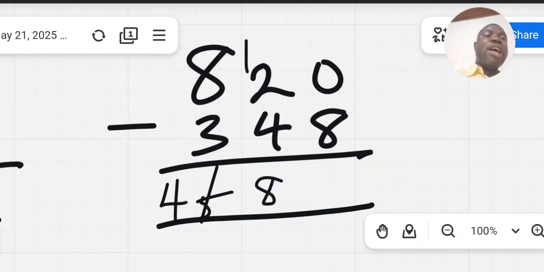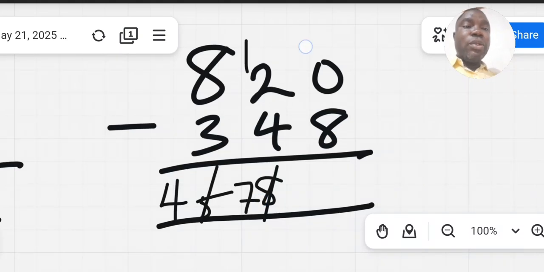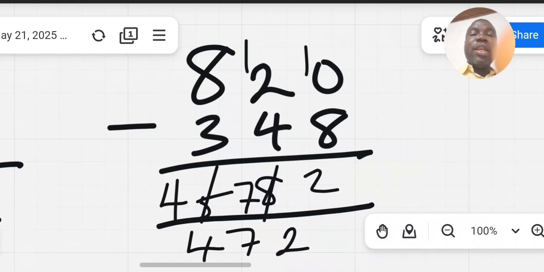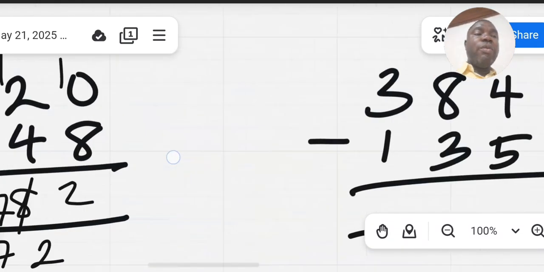Now, I have 0 minus 8. Now 0 minus 8 is negative. I can't take 8 from 0 to get a positive number. So I have to borrow 1 from 8. When I borrow 1 from 8, I'm left with 7. So I put the 1 there, that becomes 10. 10 minus 8 gives me 2. So the answer becomes 472.